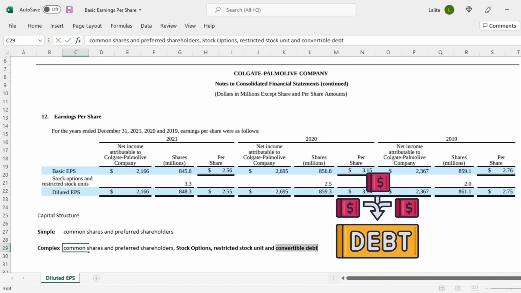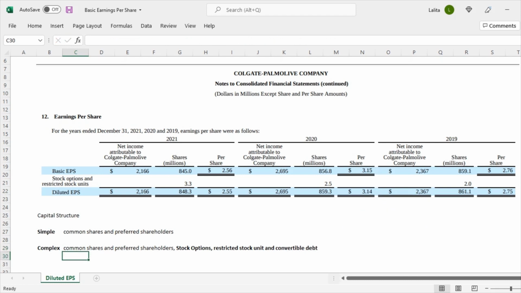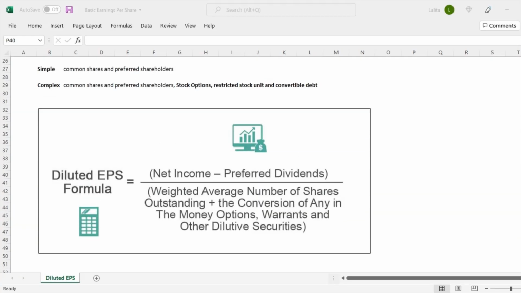So essentially, when your capital structure is complex, you will have an existence of diluted EPS. But when you have a capital structure which is only simple, then your basic EPS and diluted EPS will be one and the same, because there won't be an effect of stock options and restricted stock units and convertible debts altogether. So now let us look at the formula of diluted EPS.